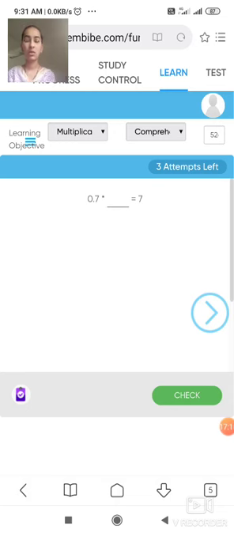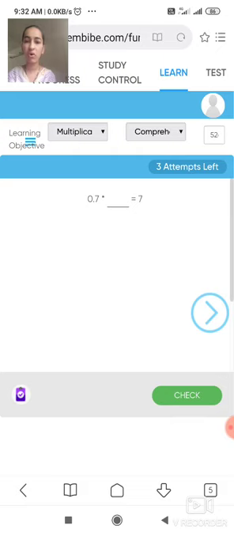Now the next question is 0.7 star dash is equal to 7. Star means multiplication. Okay, we have to multiply 0.7 by such a number so that it will become 7. For making this number 7, we have to multiply 0.7 by 10. Yes, if we multiply by 10, then our point, that means the decimal, is shifted to the right side.